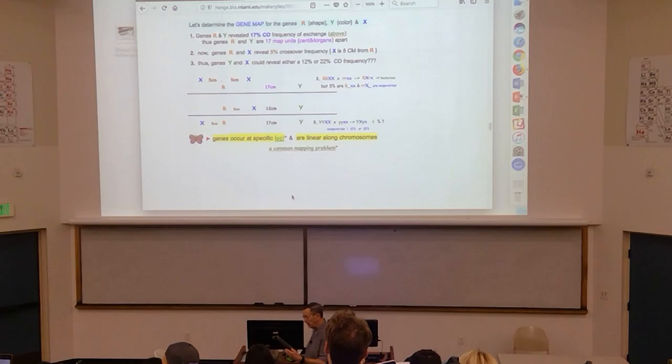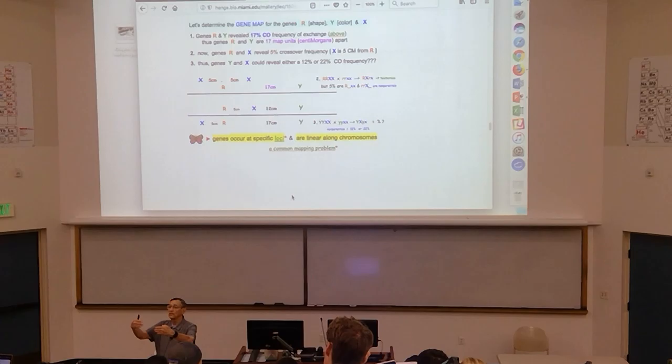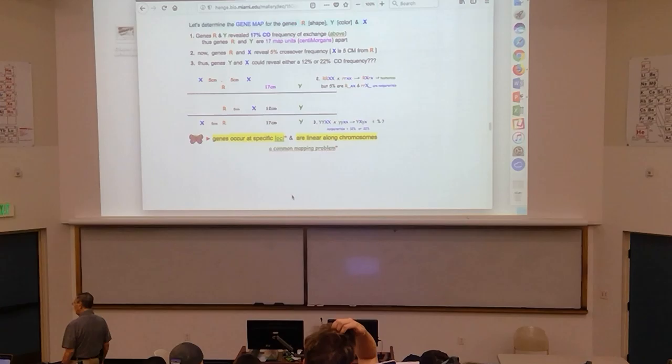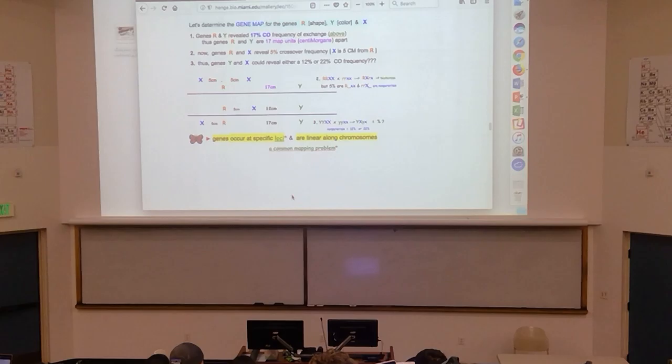And I should get a 50-50 ratio, but I get something that's different. I get a number of non-parentals that's produced. And when I actually did it, what I found out was that there was 5% crossover frequency. The two non-parentals, 2.5%, 2.5%, gave me 5%. What does that tell me? It tells me that the gene X is 5 map units, or 5 centimorgans, from the gene R. But I don't know whether it's on the left or whether it's on the right. I've got to do it again.